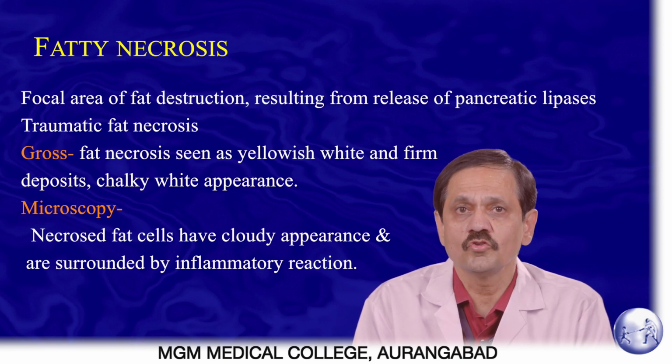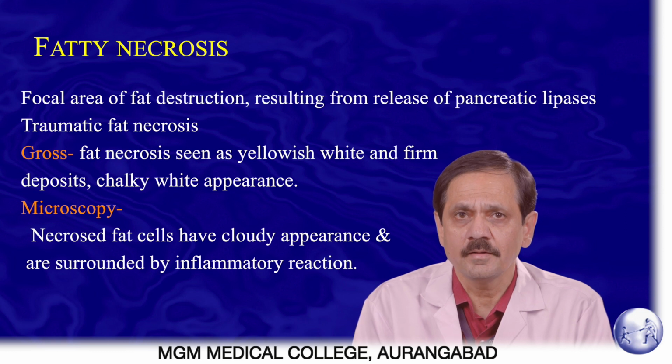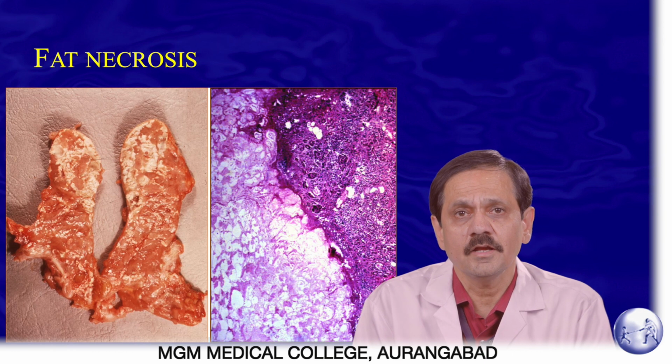Now in fat necrosis you will see that there is a loss of nuclei in the adipose tissue. That area is infiltrated by inflammatory cells. Along with that, foreign body giant cells are also present in fat necrosis. Fat necrosis is also seen in trauma to the breast tissue as well as other tissue, such as subcutaneous tissue, in which the fat tissue is abundant.